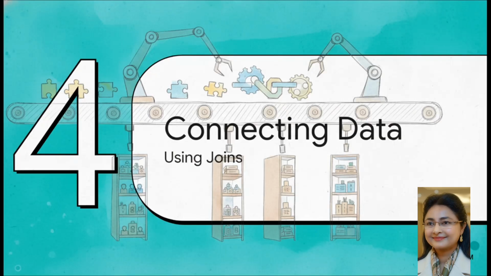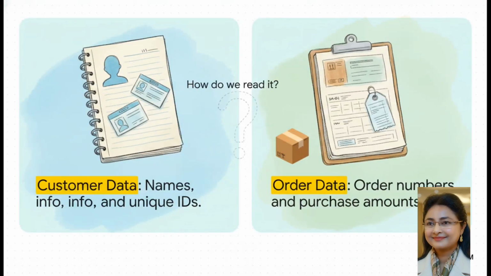All right, section 4. Connecting data using joins, the assembly line. In the real world, data is rarely stored in one massive clunky table. That would be a mess. It's separated for efficiency. Think about customer data. Names, contact info, their unique IDs, that lives completely separate from order data, which holds order numbers, purchase amounts, and the ID of the customer who bought it.